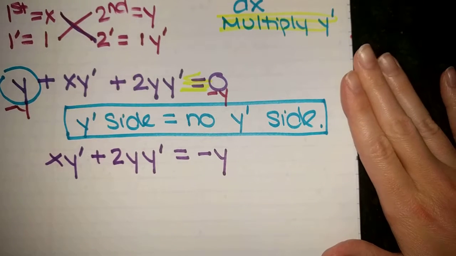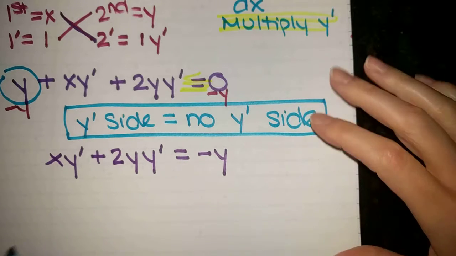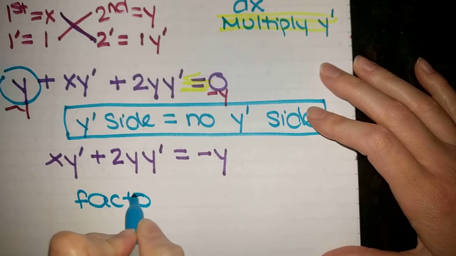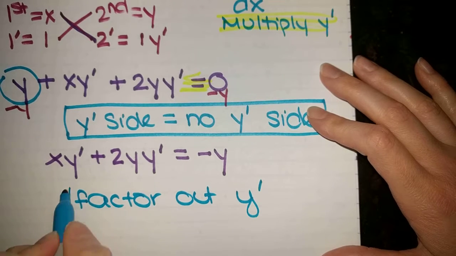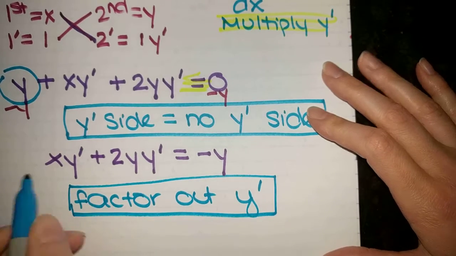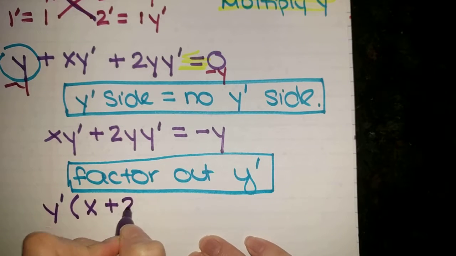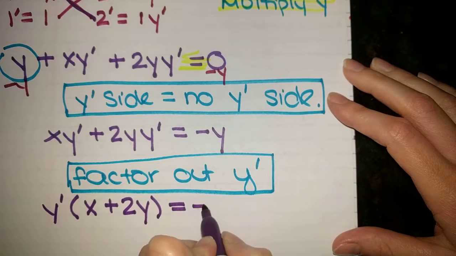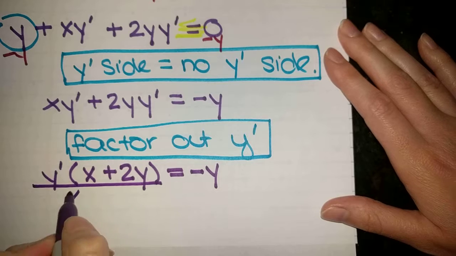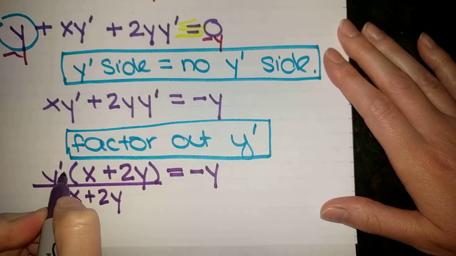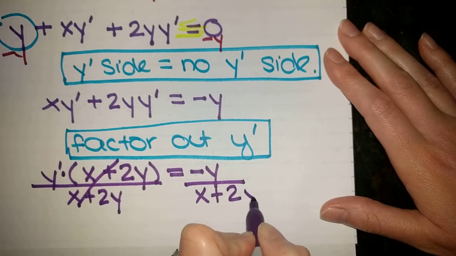Now, once you get all of your y primes on one side, you're trying to isolate y prime, and usually the way you're going to do that is you're going to factor out a y prime. So if you factor out a y prime here, then you're going to be left with, as the other factor, x plus 2y is equal to negative y. And then you can divide both sides by x plus 2y, and then that multiplication is going to be undone by the division, and then divide over here by x plus 2y.